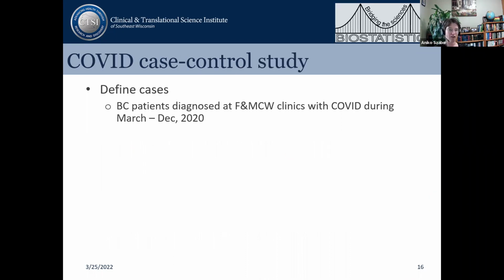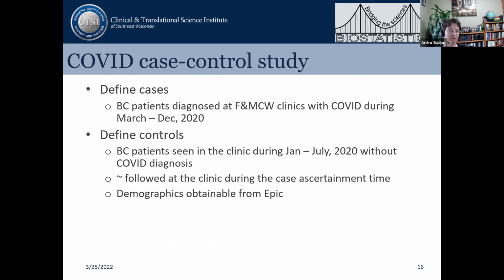So going back to our COVID example, how do we do it as a case control study? So first we define the cases, which is very easy because this would be breast cancer patients at the Froedtert and MCW clinics who were diagnosed with COVID, and we had a specific time frame, March to December 2020. And then we would want to have controls. So they would have to be followed at the clinic during this time, right?